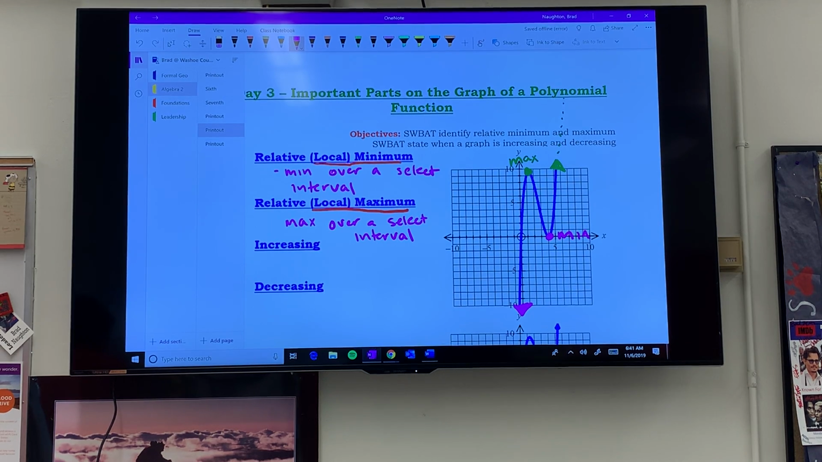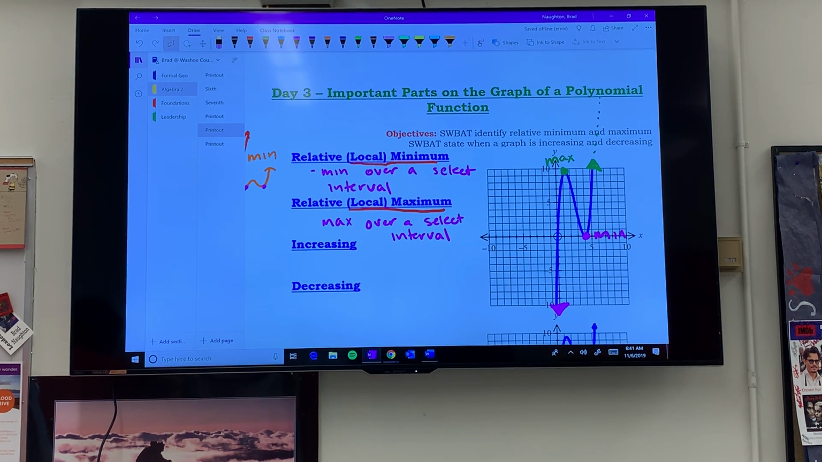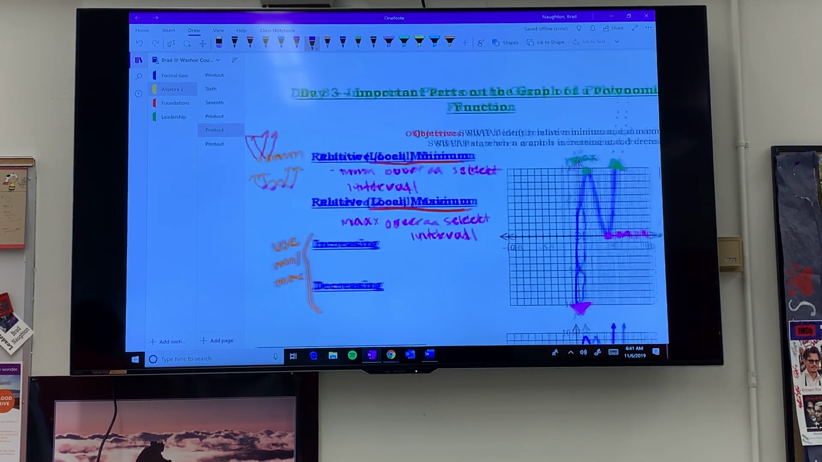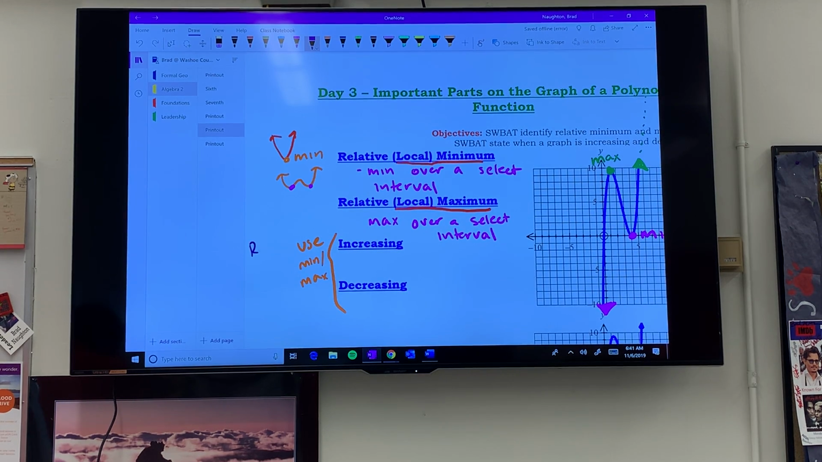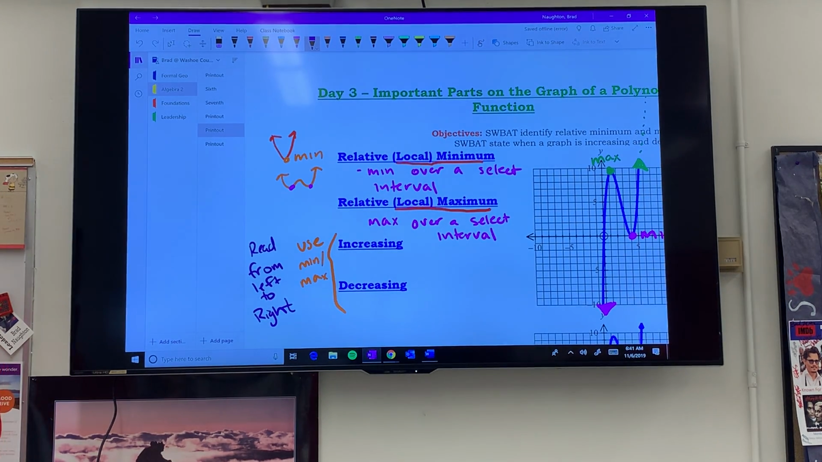Alrighty, so the next thing that we need to know with our local minimums and maxes, because we're going to use our min and max, is the idea of increasing or decreasing. The big thing that you have to remember for this is you're going to read from left to right. So we're going to read a graph going from left to right.